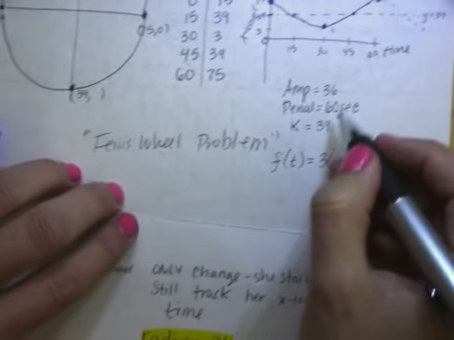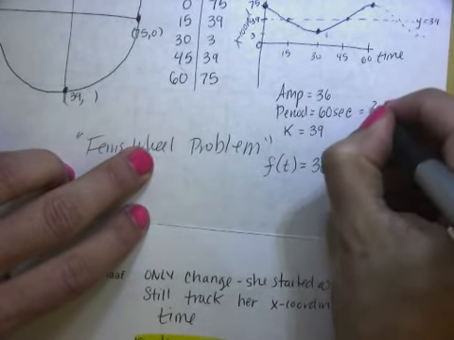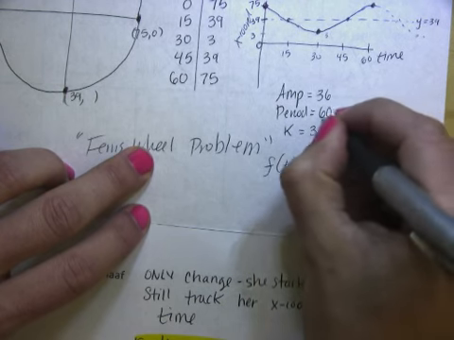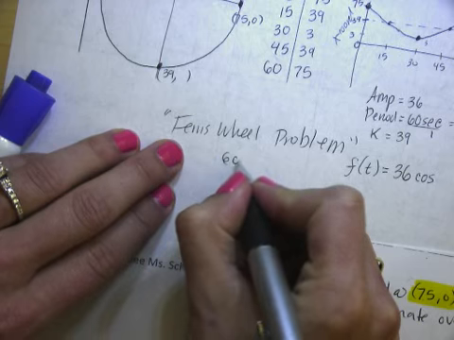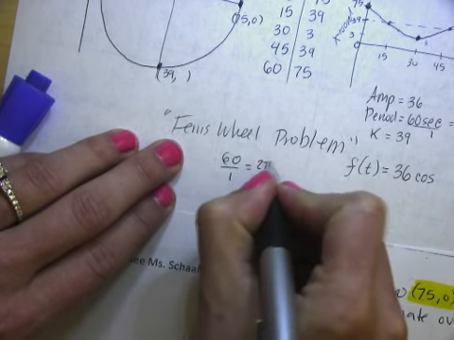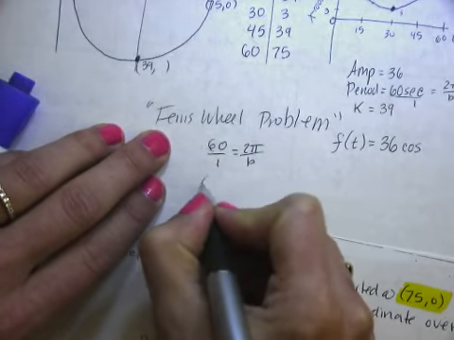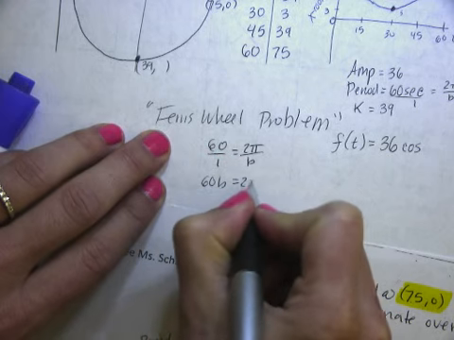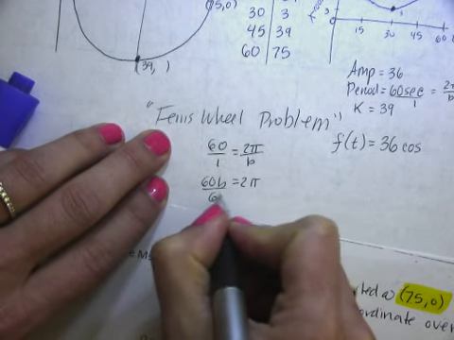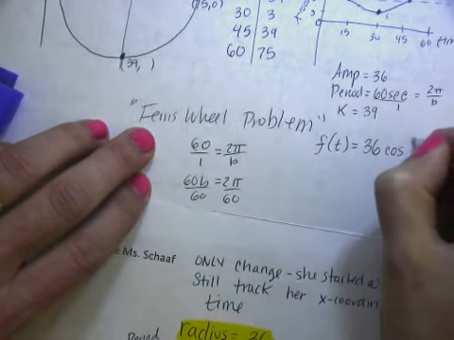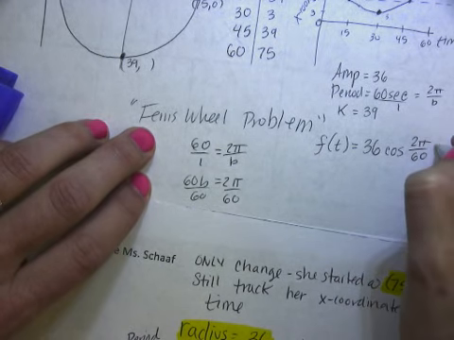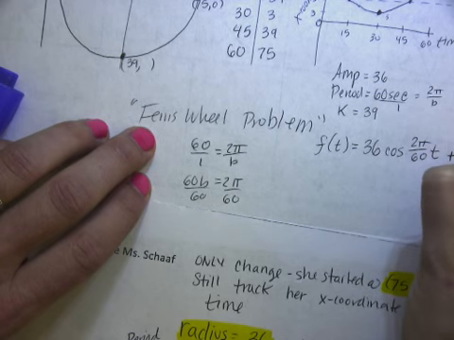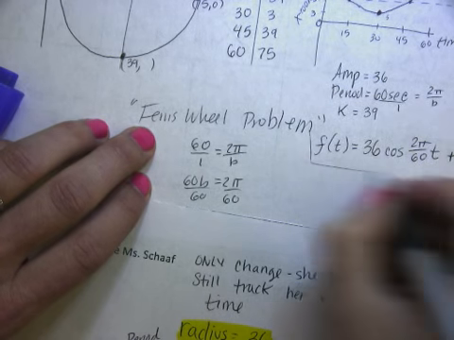So again, to figure out my b value, I know my period is equal to 2 pi over b. So if I solve that proportion, let me go and bring it over here. 60 over 1 equals 2 pi over b. Cross multiply, you get 60b equals 2 pi. Divide by 60. So we get 2 pi over 60, or you could reduce that to pi over 30, t. And then our vertical shift was up 39.